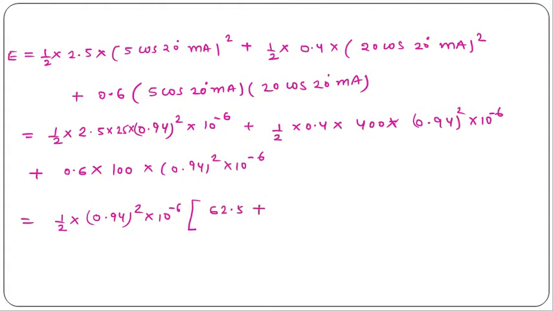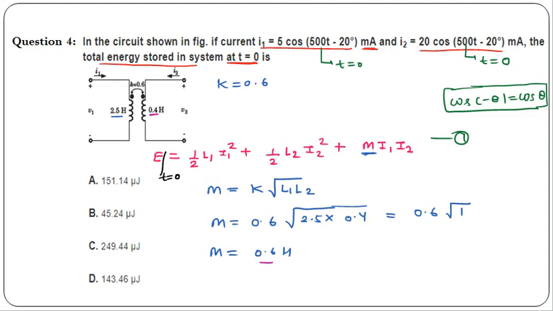Then here we will be getting 0.4 into 400. So this is 160, and here we have to multiply it with 2 because there is no half, and this will be equal to 2 into 0.6 into 100, this will be equal to 60. Okay, so we can simplify this. It will be 151.3, this is 151.3 microjoule you will be getting after simplification. So this is matching with 151, option A. So the answer is option A. Now let us see the next question.